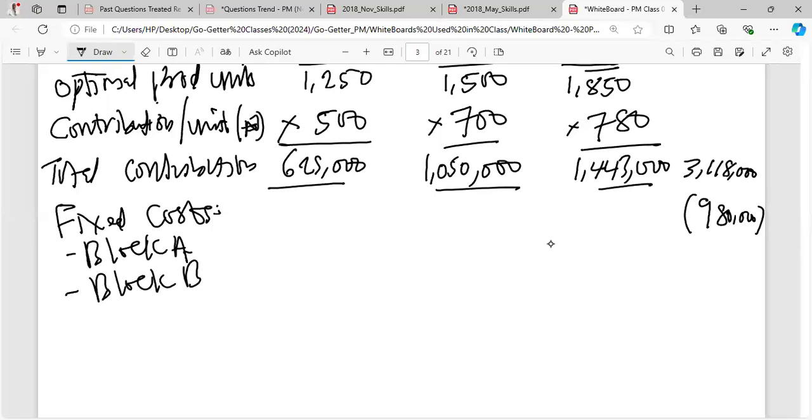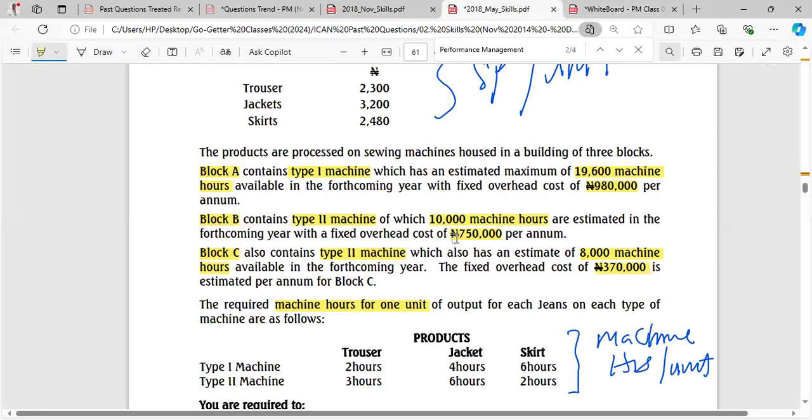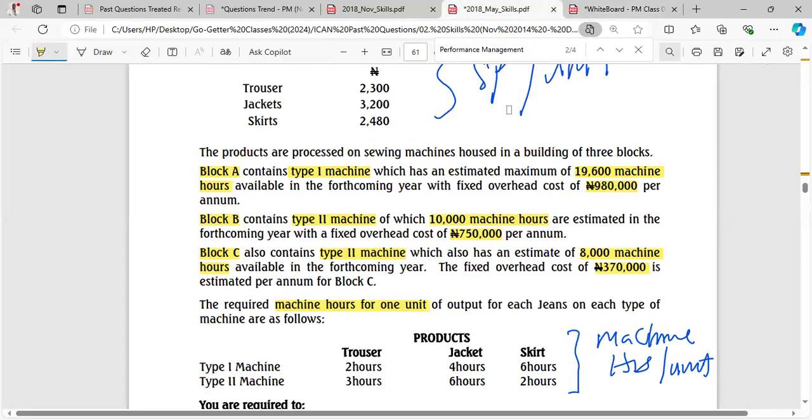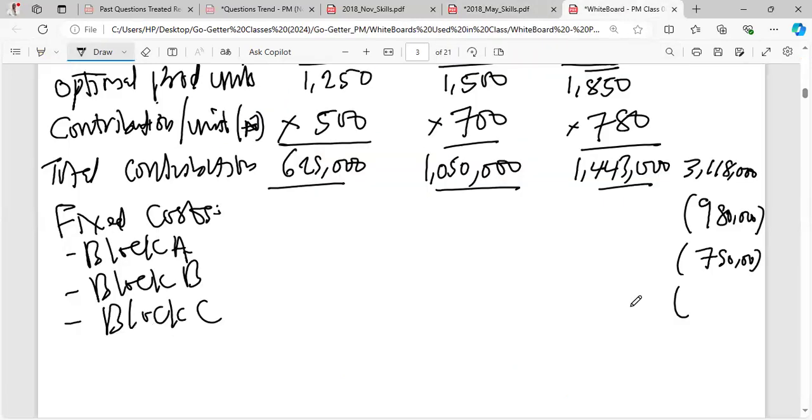Block B. What is the fixed cost for block B? 750,000. And for block C, how much is it? 370,000.